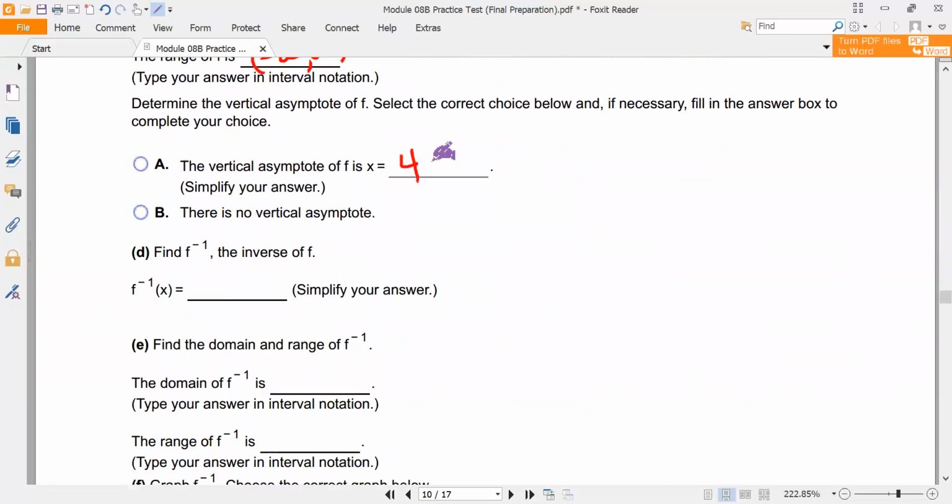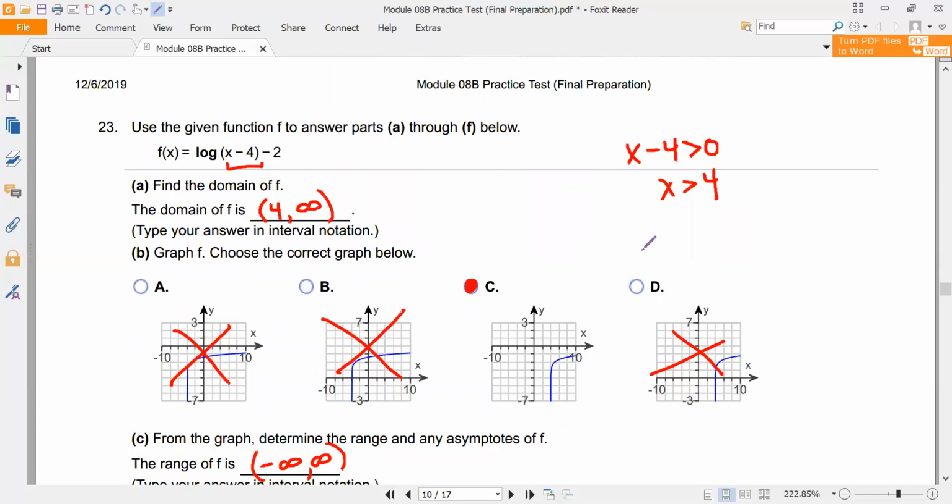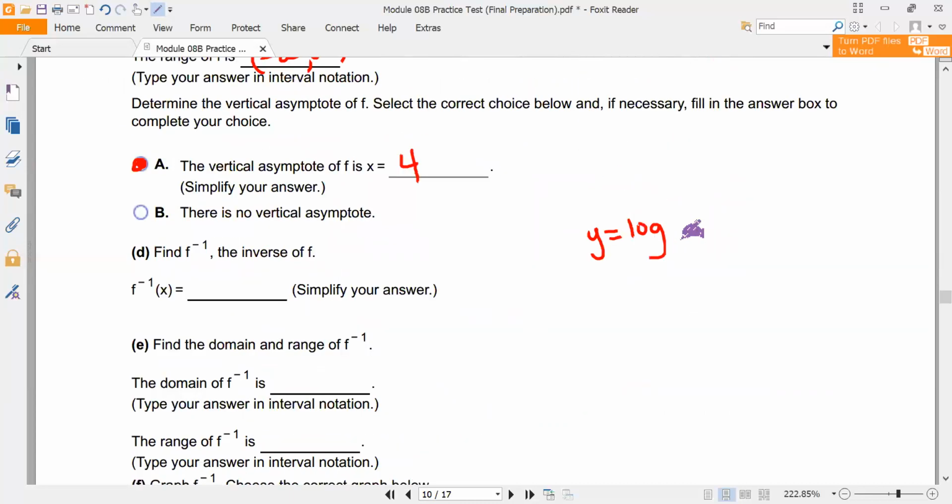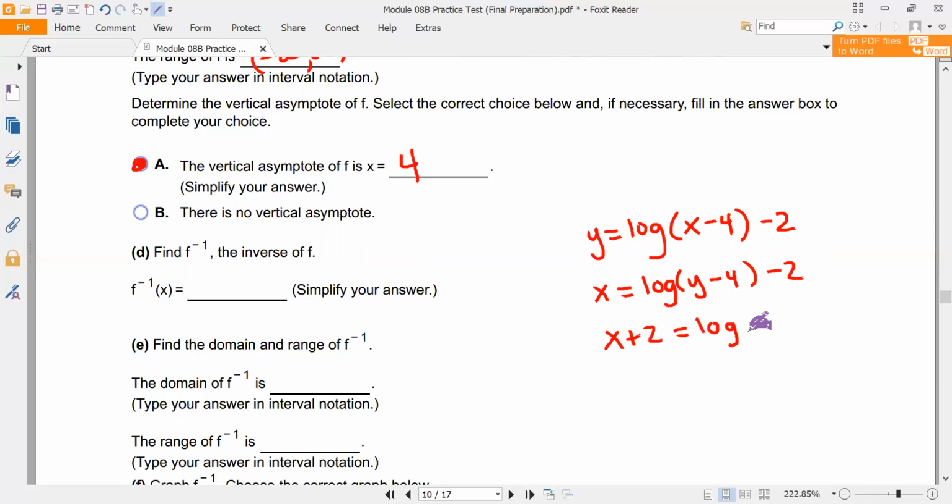Now, to find your inverse, you need to rewrite your function as y equals log of x minus 4, and then minus 2. And we're going to swap x and y. So x equals log of y minus 4 minus 2. We're going to try to isolate for y. So we need to add the 2 over.